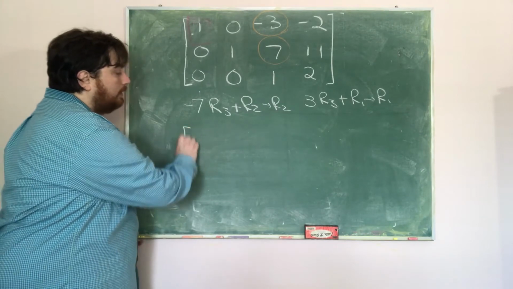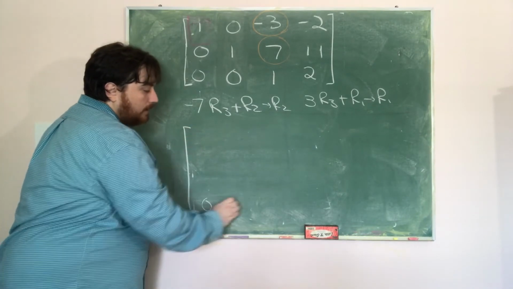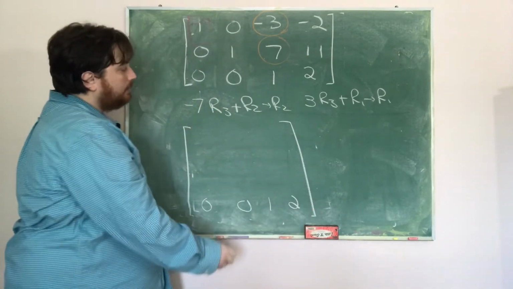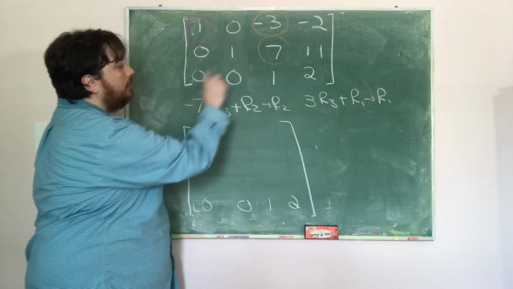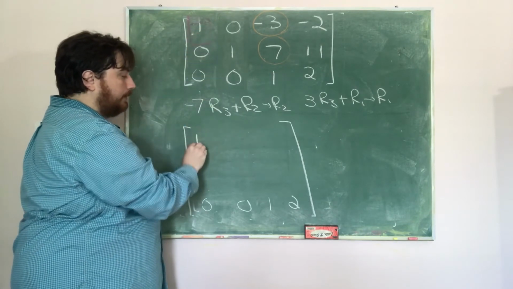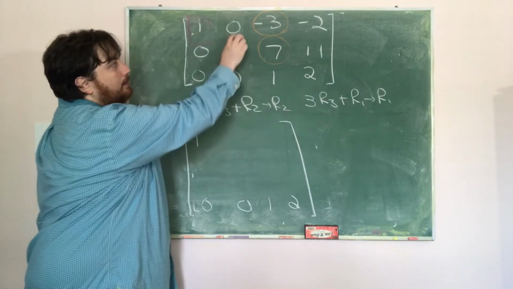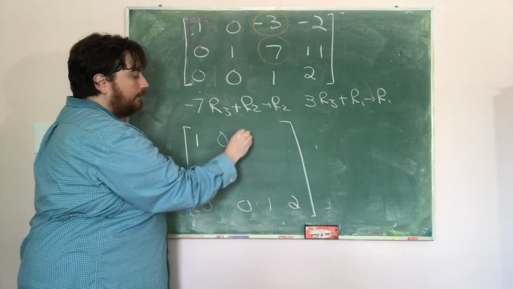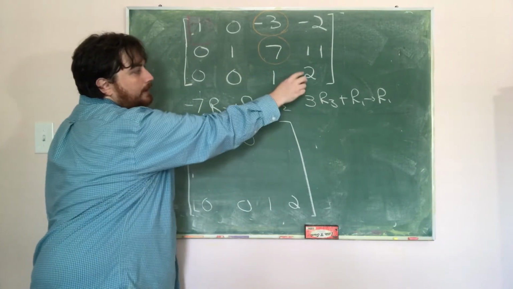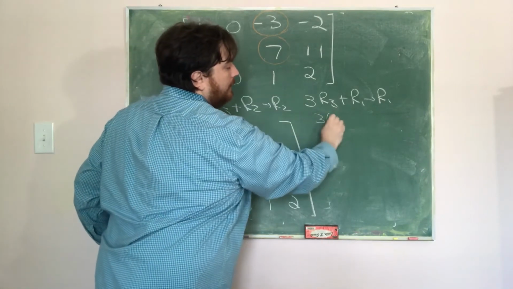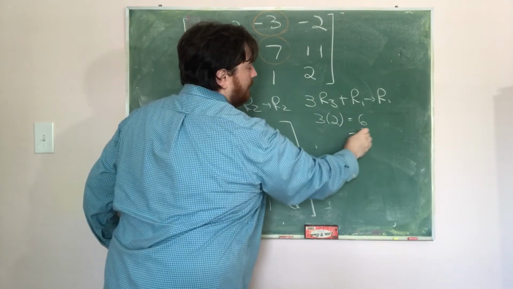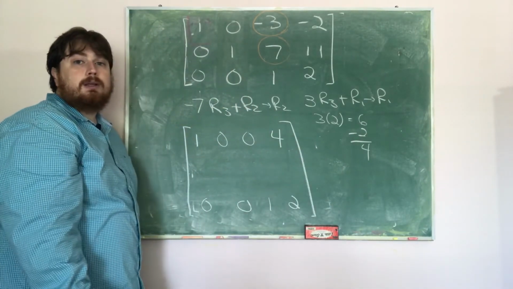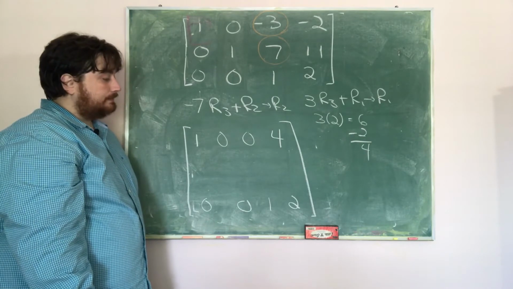So now if we do that, what we end up with is our third row is going to stay the same. And now the first row is going to be 3 times 0 plus 1 is 1. 3 times 0 plus 0 is 0. 3 times 1 plus -3 is 0. And 3 times 2 is 6, plus -2 is 4. So we end up with a 4 in the first row, fourth column.